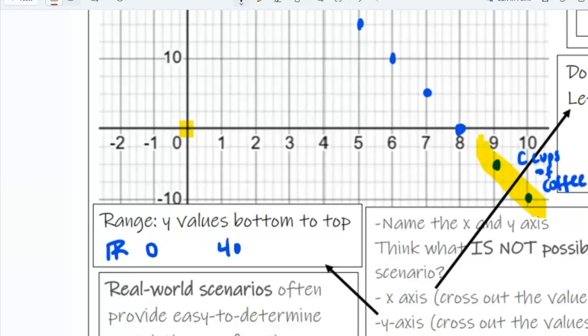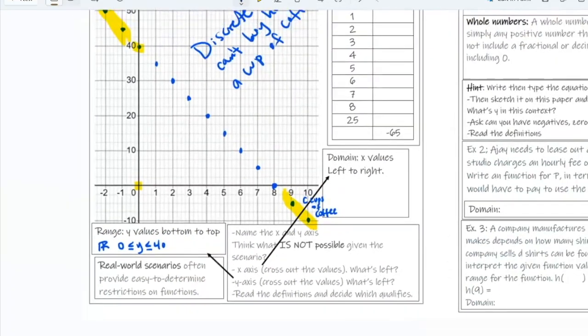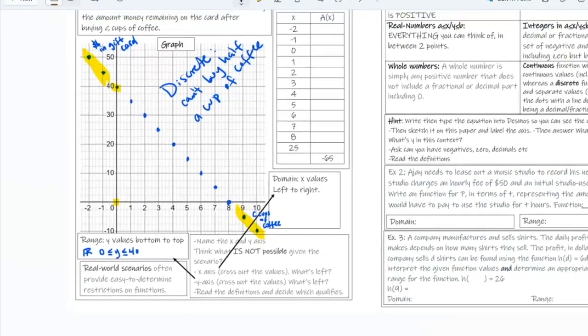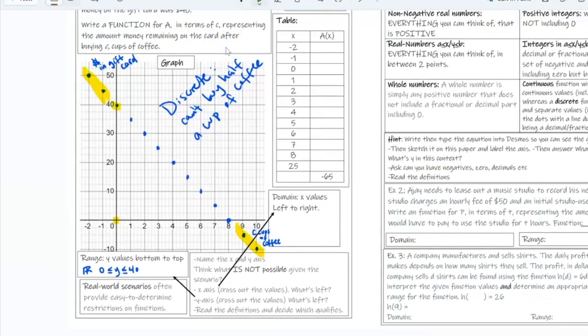And remember, because we're talking about range, we're going to use y. Can I include 0? Absolutely. So because I can include 0 and 40, I can go ahead and write it like that. Now I'm going to take a look at the domain. So remember, the domain is from left to right. So all the way on the left, yes, there are things here, but I can't include that. So I'm going to start here.